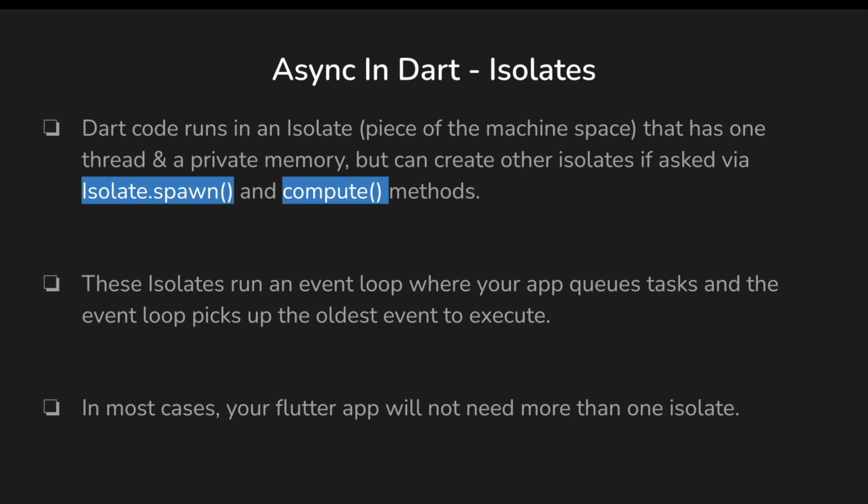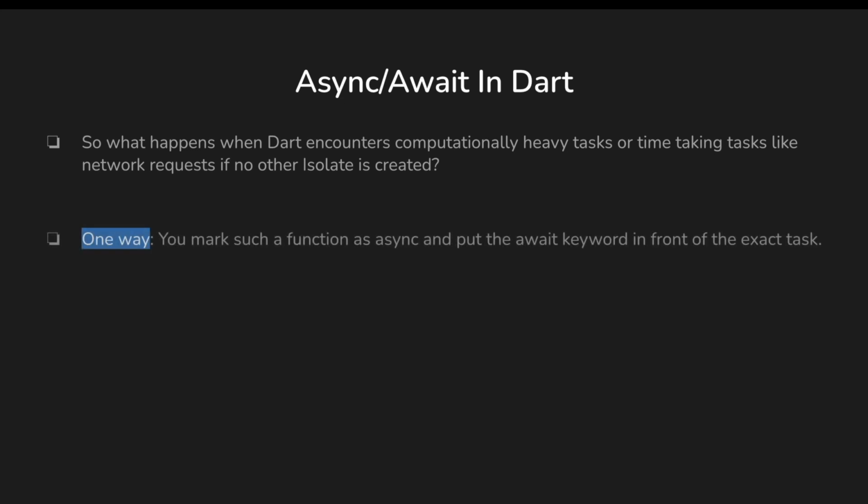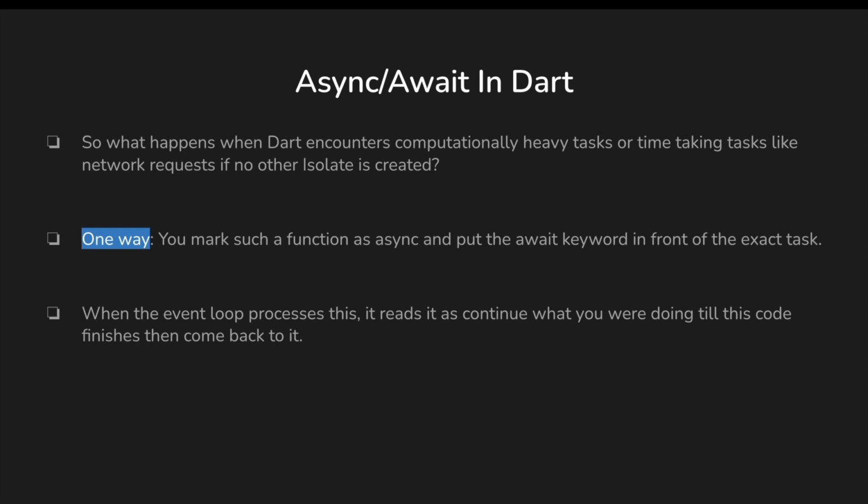So what happens when the app needs to do something that might take time but is running on the default one isolate? One thing you can do is mark your function as async and put the await keyword in front of the function that's time consuming or heavy. When the event loop processes this event, it reads it as: okay, expect something else that's going to come in the event loop, and when that happens, I do this.